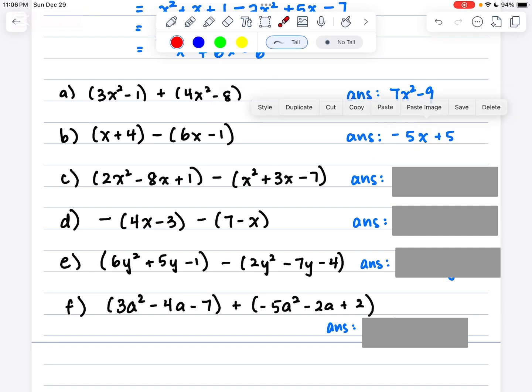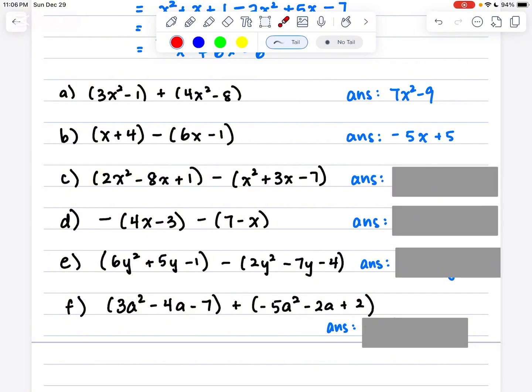Pause the video, try B, and then come on back. All right, answer for B is this. So again, I've got a positive here. I can get rid of those brackets. This subtract has to apply to both of these. So your next line down here would have been -6x and then a +1 by the time you got rid of those brackets. All right, pause, try C.